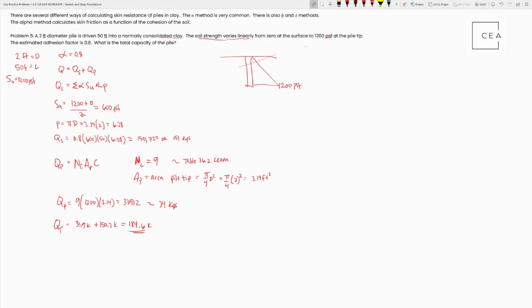Never seen an example that says varies linearly, so all good to see. Yeah, that's to throw you off, Kevin. Make you think a little bit more when you're solving these PE problems.